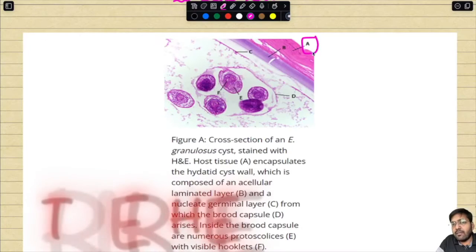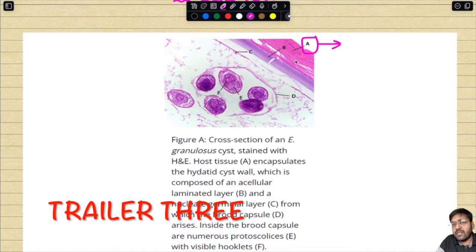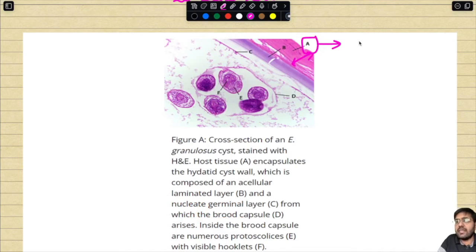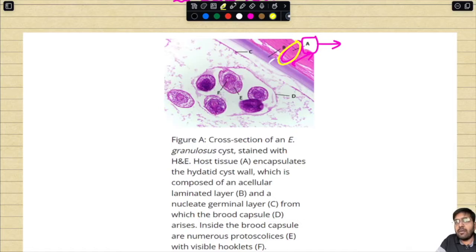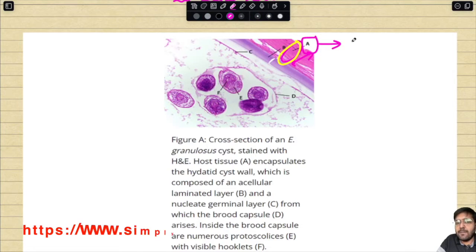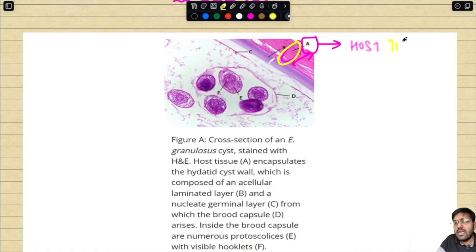One, that is the layer marked A. You can see over here in pink. What is this layer? If I show you with yellow, this is the layer I am talking about. This is the first layer, and I am repeatedly saying that this is basically the host tissue reaction.